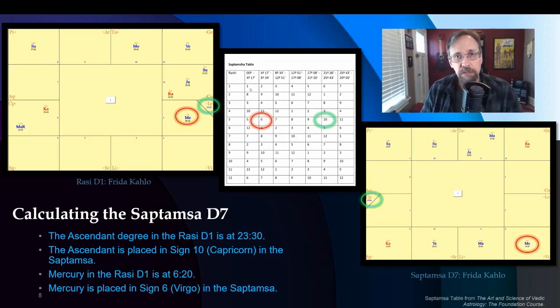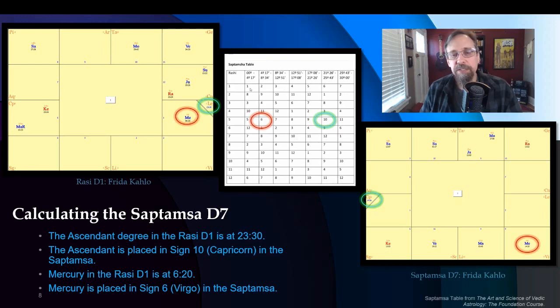So we're going to start our creation of a Saptamsa chart with the ascendant degree, because the ascendant degree is the most important degree point in any chart, because it is the foundational point upon which everything is built. And we see that Frida's chart has an ascendant degree of 23 degrees 30 minutes. So we're going to take that ascendant degree into our table and see where it's going to be placed in the creation of our Saptamsa chart.